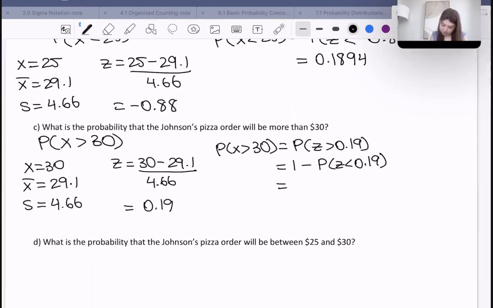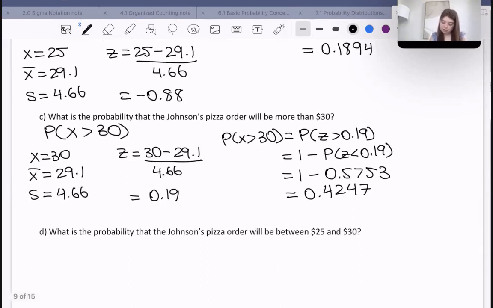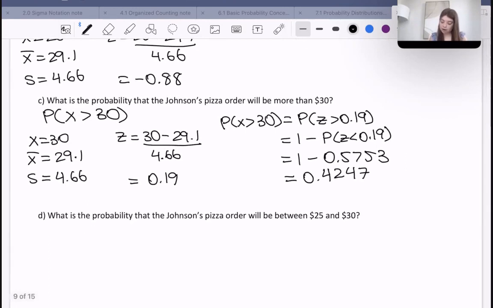So let's write that down. 1 minus 0.5753, which is equal to 0.4247. And that's the answer. The probability the Johnson's pizza order is more than $30 is 42.47%. And there we have it. There's our answer.